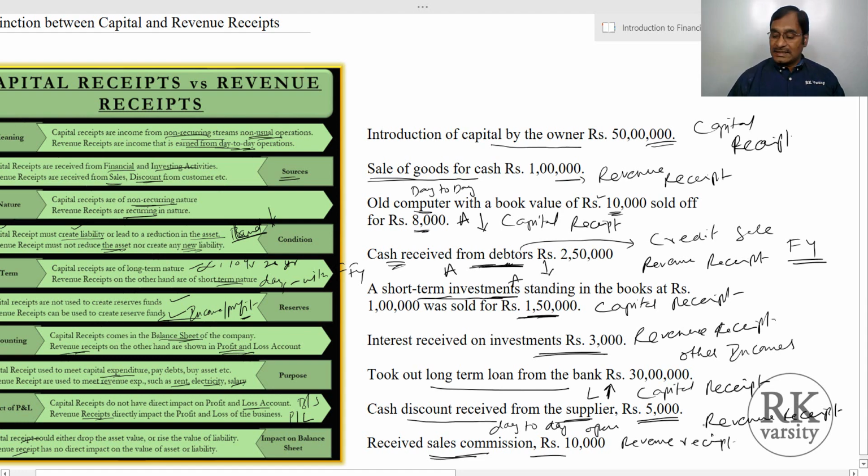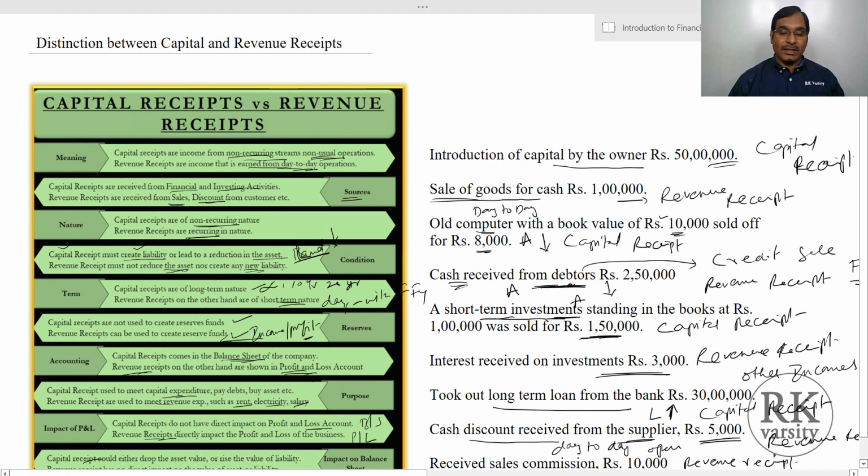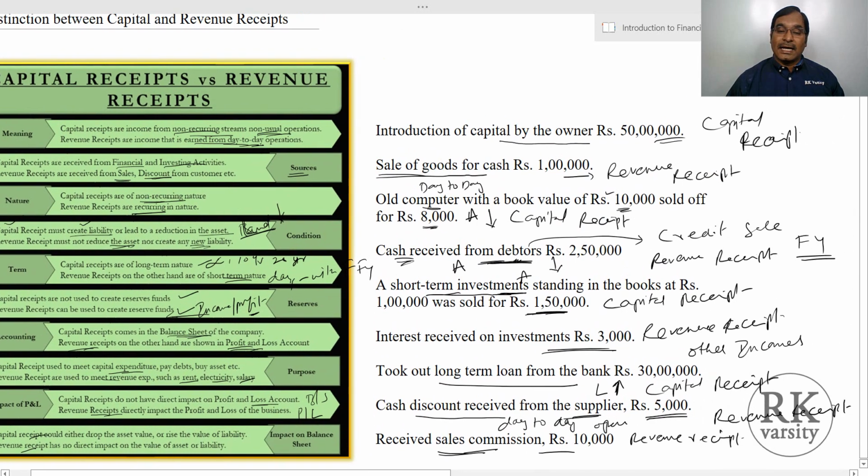So this is how you need to make a differentiation between capital and revenue receipts, and also see that you accurately classify them as a revenue receipt or a capital receipt, and accordingly you need to post these into the concerned balance sheet or statement of profit and loss.